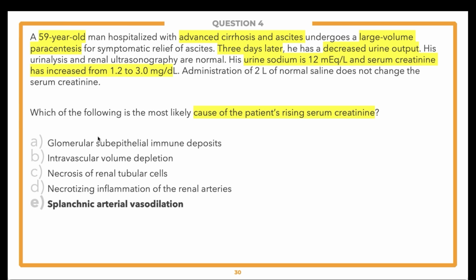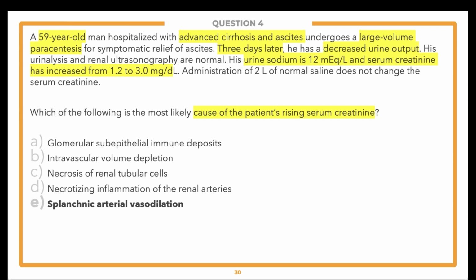Okay, so let's look at why the other options aren't right. A lot of you guys picked option choice B, intravascular volume depletion. The main reason that I'm going to go against that is they gave him 2 liters, not just 1 liter, 2 liters of fluid, and it didn't even bump it. If this is a pure volume issue, you should see improvement with volume, with fluids, right? So I'm giving intravascular volume. That should improve it, right?